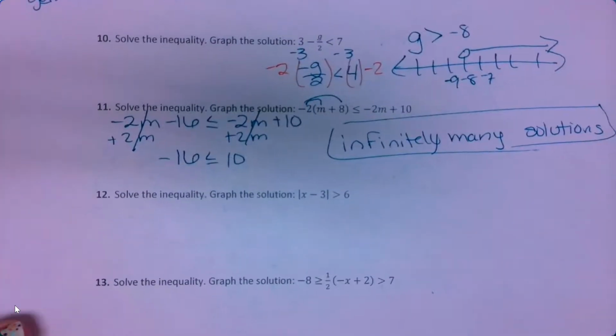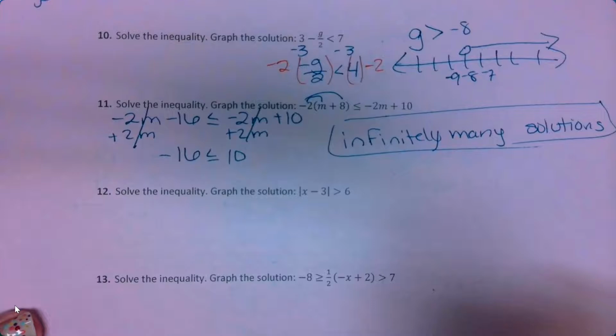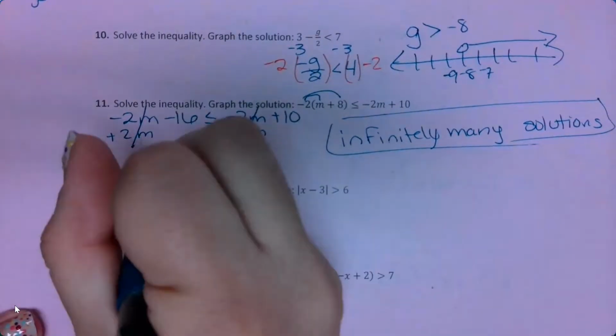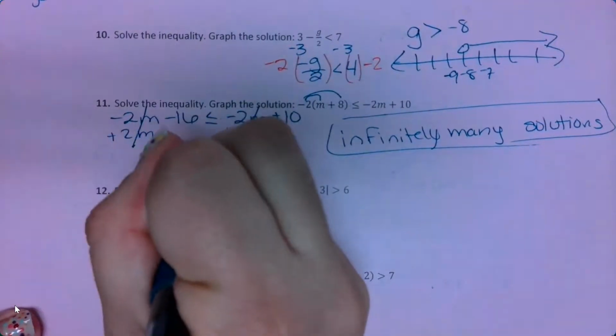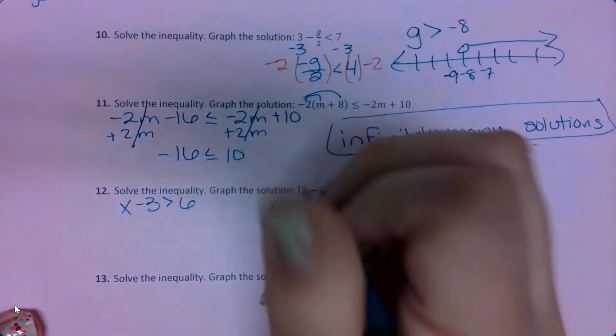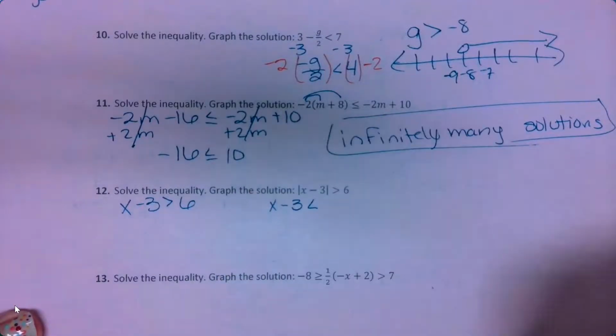Number 12 wants me to solve the inequality and graph. So my absolute value bars are already alone. I can split this into my 2 inequalities. The first one stays the same. My second one, I write the stuff inside first. I flip the inequality symbol, and then I change the sign so it's a negative 6.